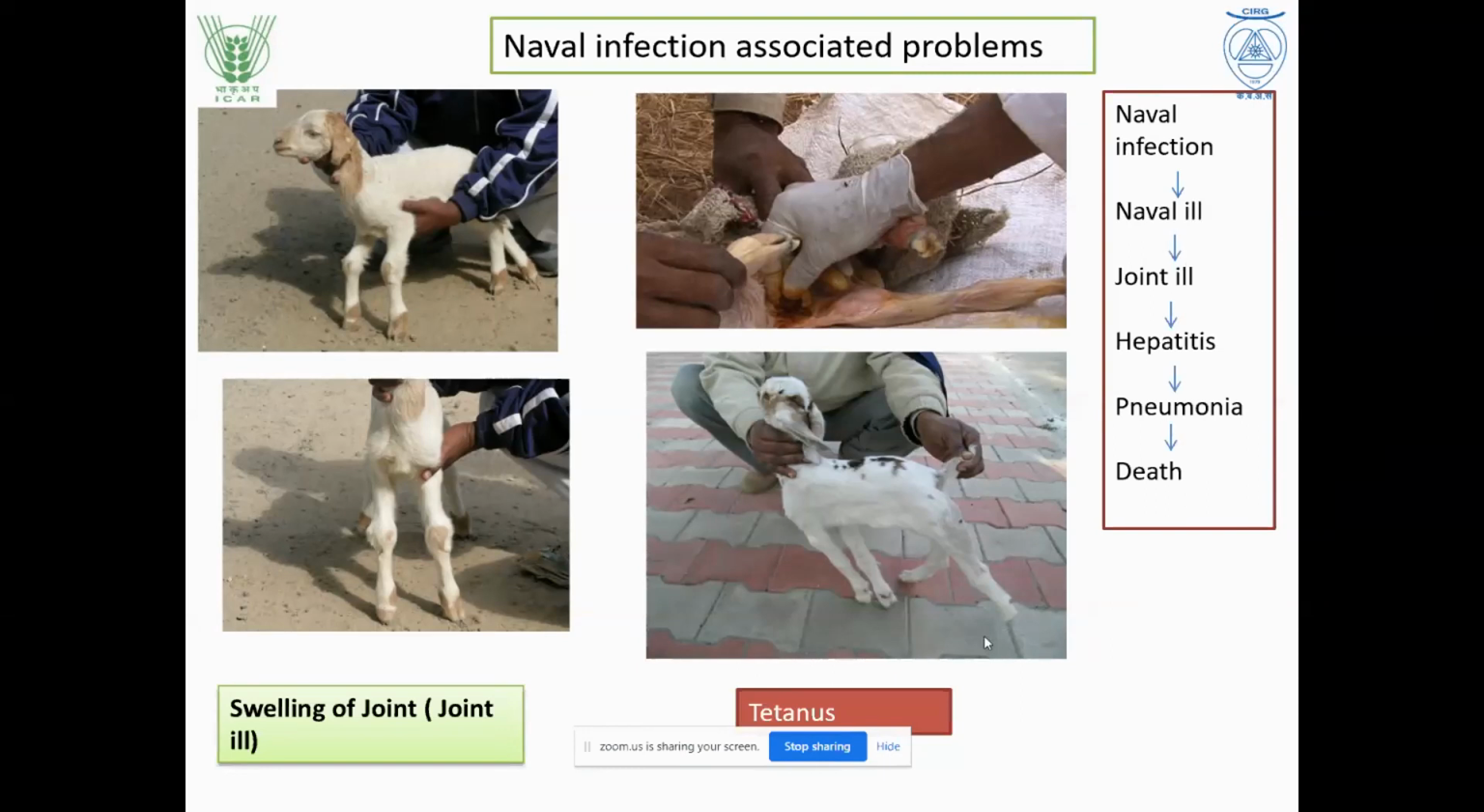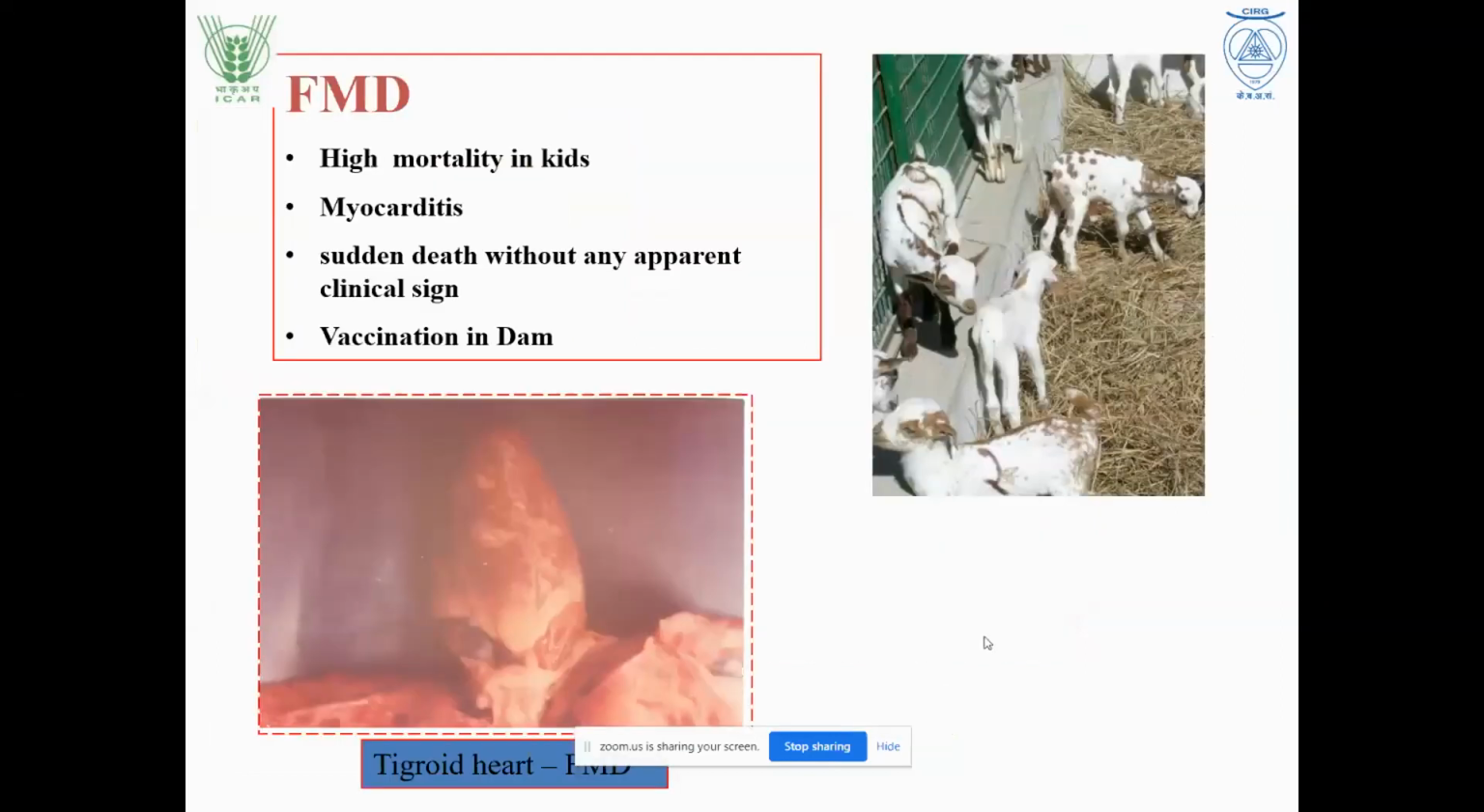Otherwise, there is a lot of opportunity for the entrance of the organism, and you can see the figures. Farmers have to pay the penalty for neglecting this very low-cost practice. Among the infectious diseases, FMD is also one of the causes. Generally, in field conditions, goats and sheep are not commonly vaccinated against FMD, so the newborn is not protected against FMD.